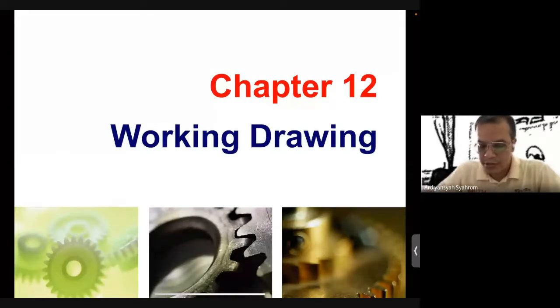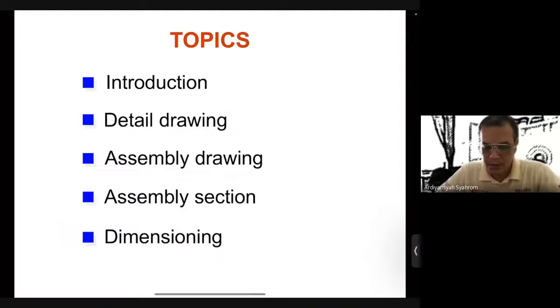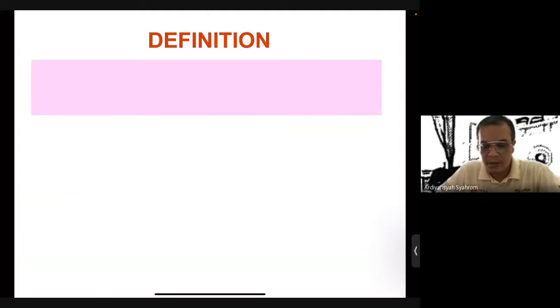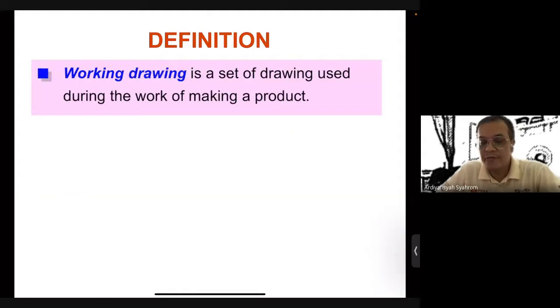Today we continue our class with Chapter 12, working drawing. The topic is introduction, detailed drawing, assembled drawing, assembled section, and dimensioning. Okay, we go to the definition first.